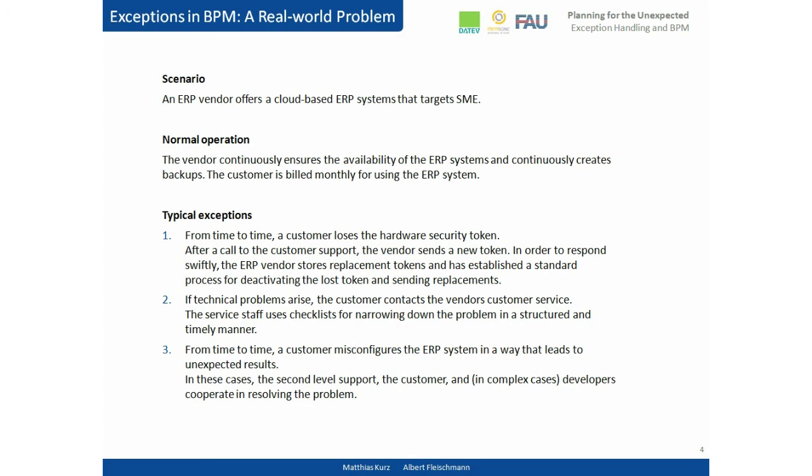Typical exceptions are that from time to time the users may lose the security hardware token that is necessary in order to access that system. In order to address that problem, the customer just calls the customer support and the ERP vendor sends a new token. Because that happens quite frequently, there's a well-established standardized process. The hardware tokens are already held in a larger store, so the ERP vendor can swiftly provide customers with new tokens. That's one example of an exception.